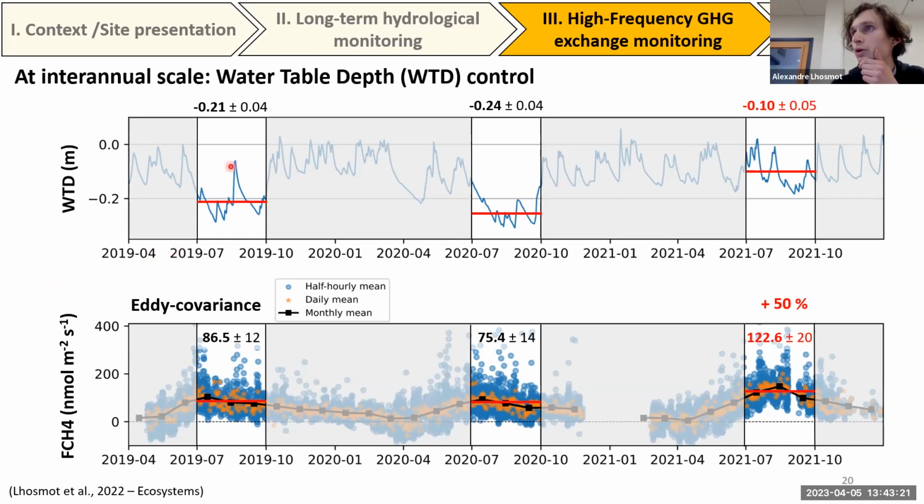I highlighted the summer period, July to September, and 2019 and 2020 are dry years, as we can see, compared to 2021, which was a wet summer. We also observe that for this wet summer, there are higher methane emissions. So methane emission increases when the water table is shallow, close to the surface.